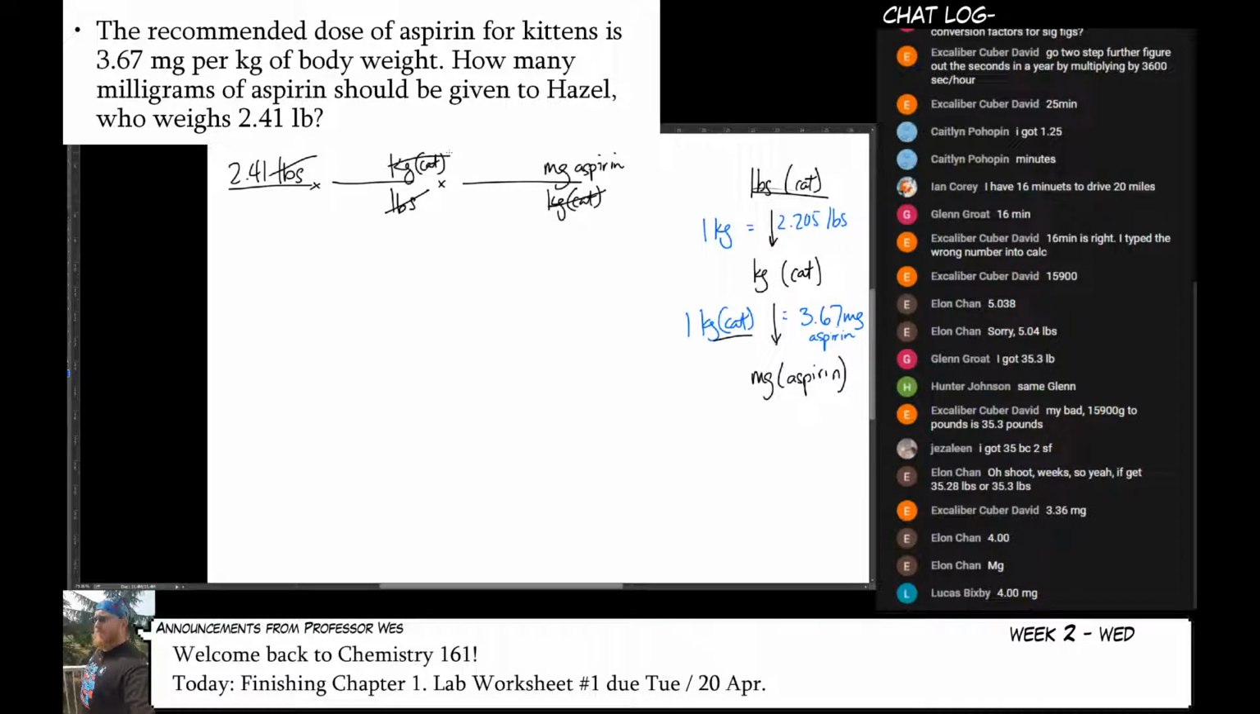Oh, I canceled the cat. I feel bad. All right, now I can do the numbers. 1 kilogram is 2.205 pounds. And there are 3.67 milligrams per kilogram of cat. And the answer that I get is 4.01 milligrams. And then finally, we check for Sig Figs because you don't want to over-medicate the cat because you had the wrong number of Sig Figs.